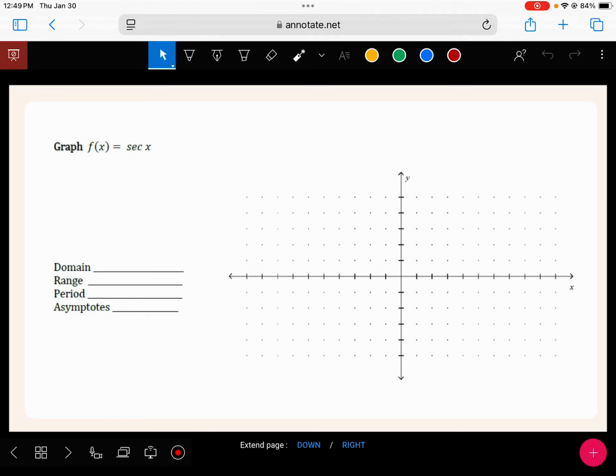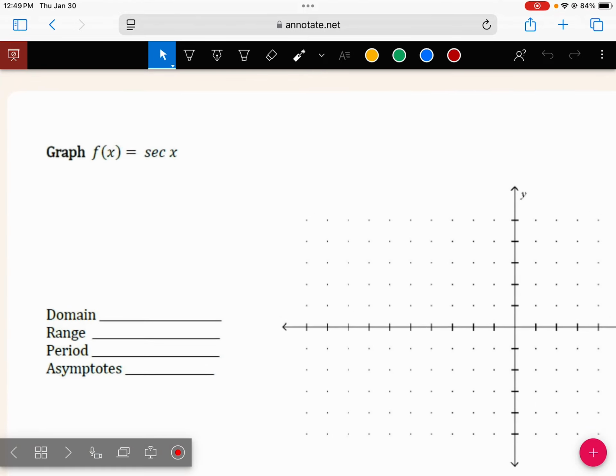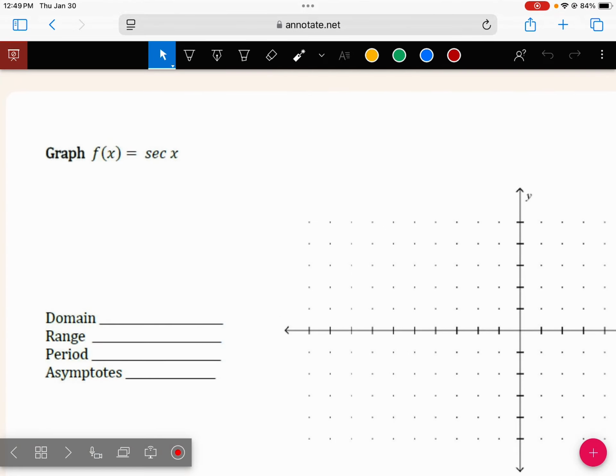So all of our notes should be out, and we are going to work on questions 7 and 8, and then the 2 before that. So secant is the sister to who? Cosine. So we're going to compare this.